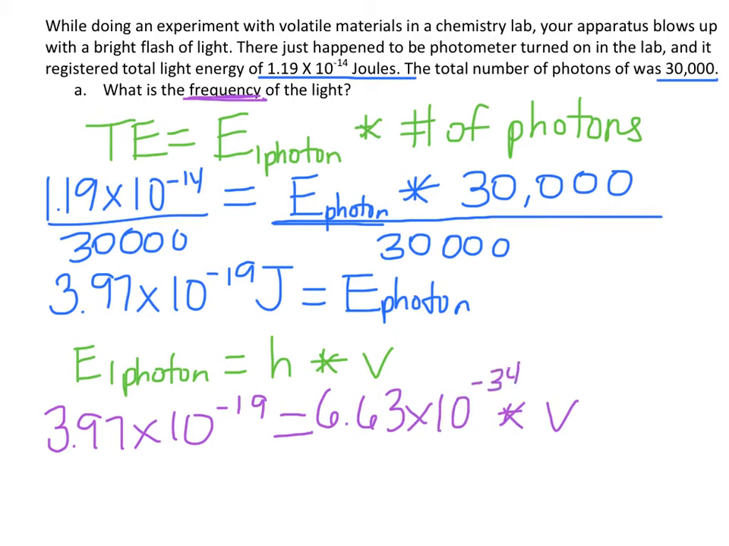So again, just like the problem above, in order to solve for V, in order to get this by itself, we need to divide by the number that is being multiplied by, 6.63 times 10 to the negative 34.